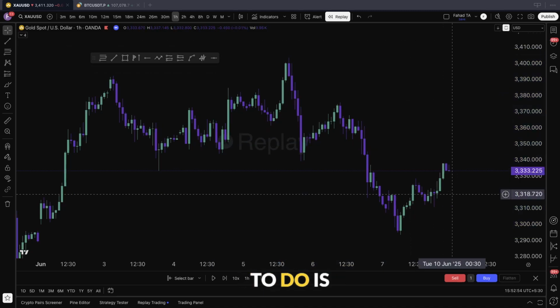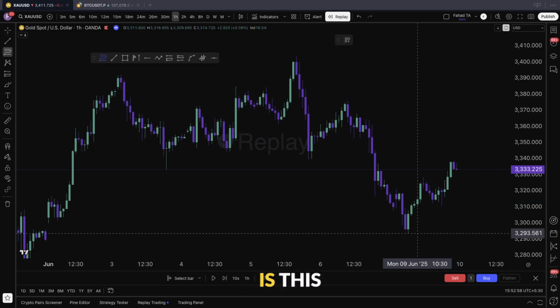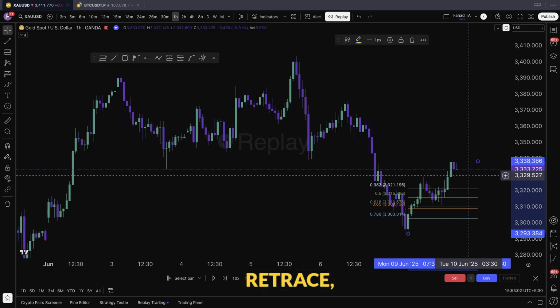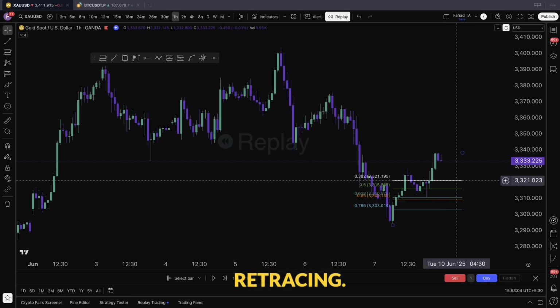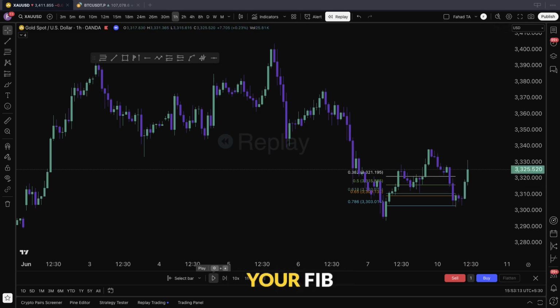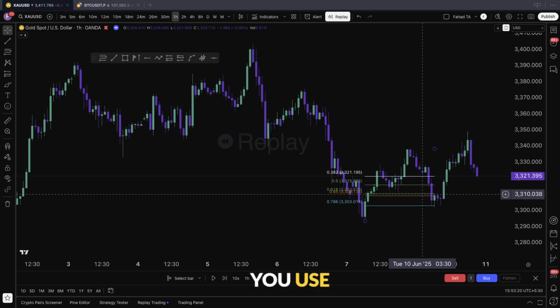Now what you want to do is mark the previous low, which is this, and the current highs when the market starts to retrace. Now you see that the market might be slowly retracing. You expect a retracement. So let's see what happens when we mark this particular level. It hits your fib level, and exactly after that it gives you the retracement that you wanted to see. So that is how you use Fibonacci.